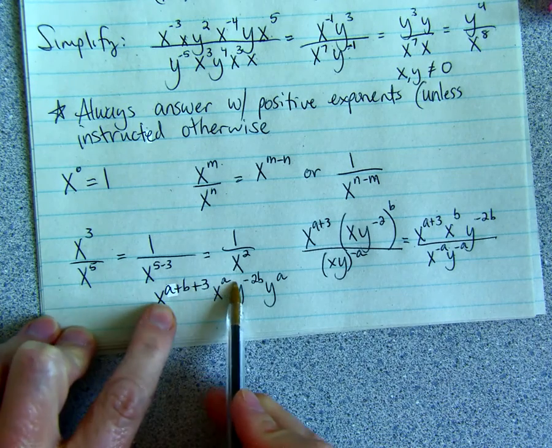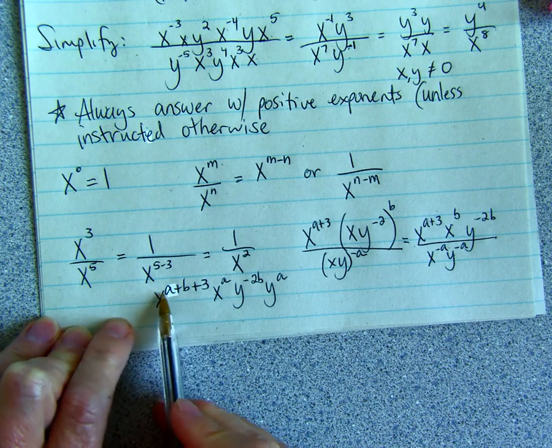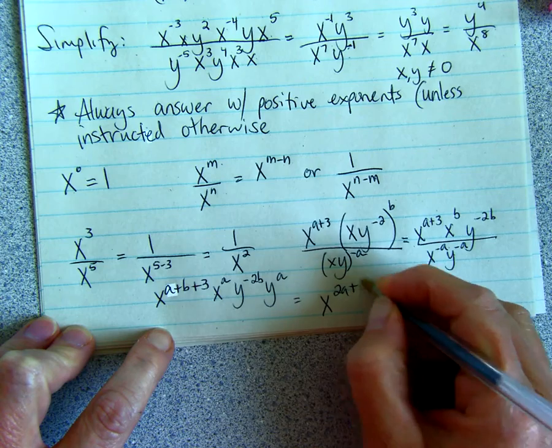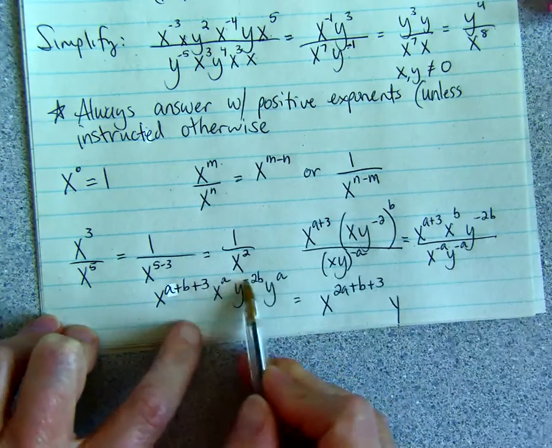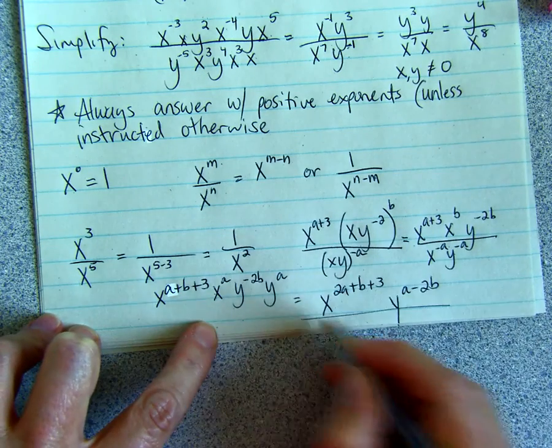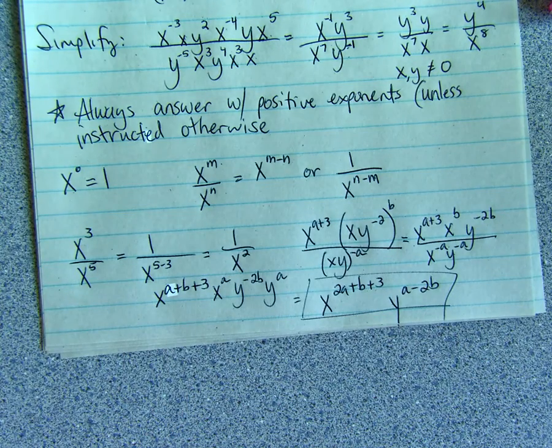Now we add these exponents because they have the same base, and it's the product rule. So we have x to the 2a plus b plus 3, y, and then I'm going to add these: a minus 2b. So this would be the simplified version of this problem. Okay, that's the end of lesson 3.